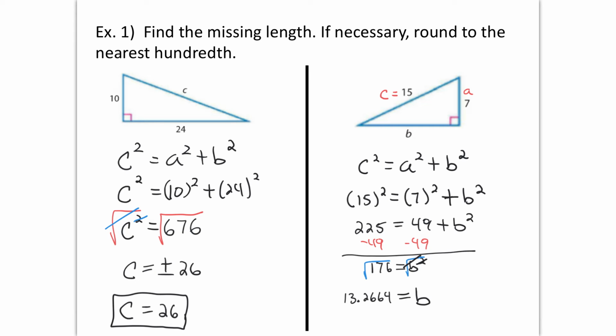And we get 13.2664 equals B. And the decimal keeps going. But remember that the instruction says you can round to the nearest hundredth. Hundredths is the second number after the decimal. So here's the decimal. First number, second number. Since the number to the right of the second number is more than 5, you can round up. So this 26 is going to become 27. So I'm going to have 13.27 equals B. So that is the measurement of side B.